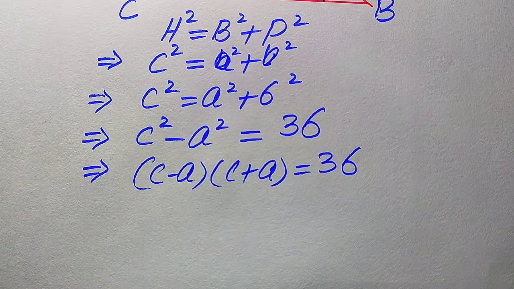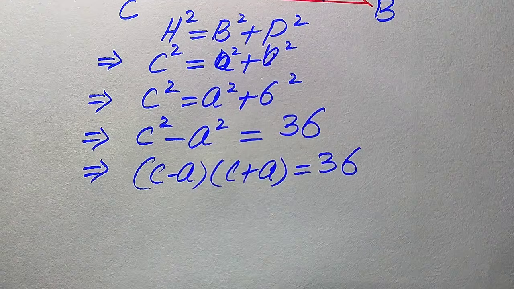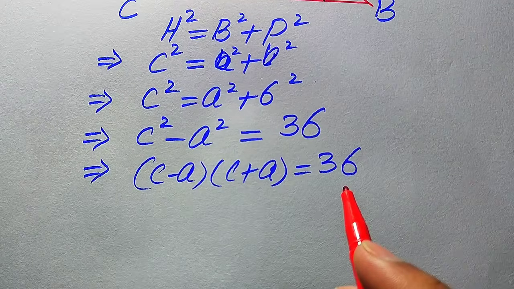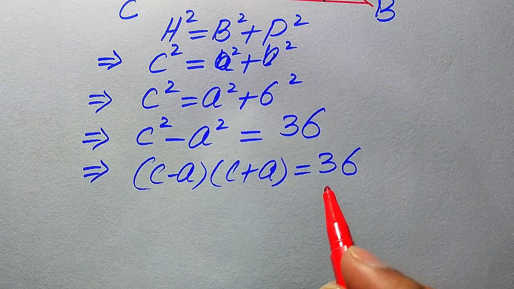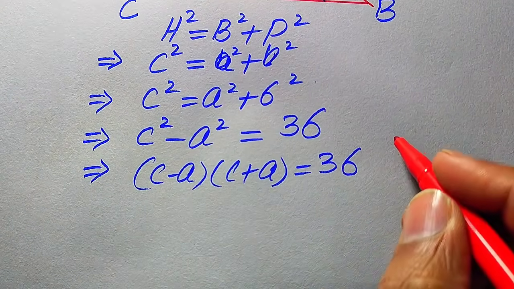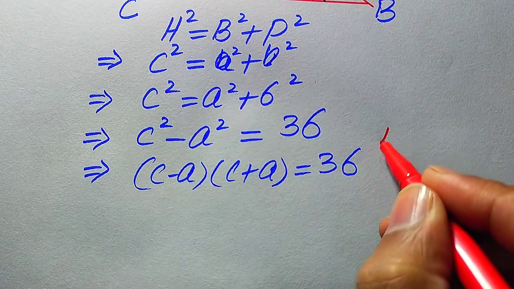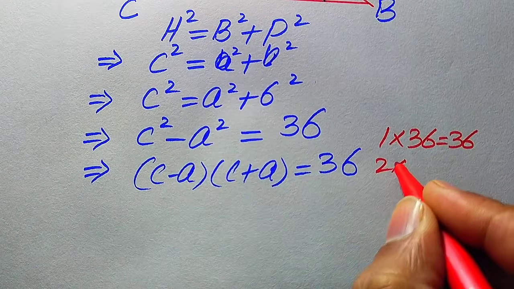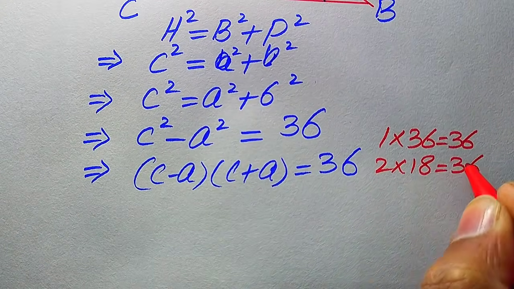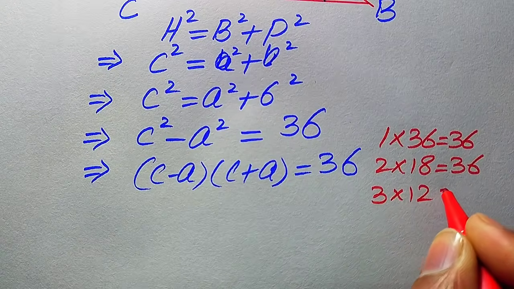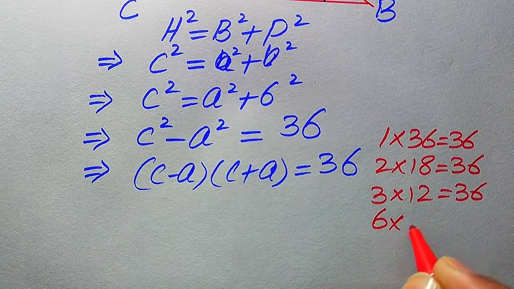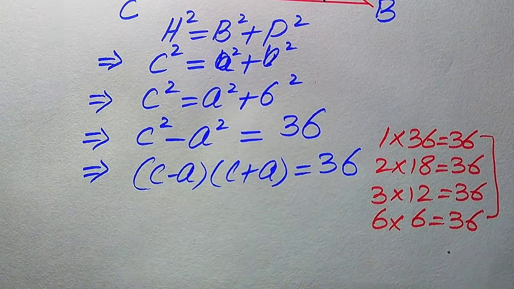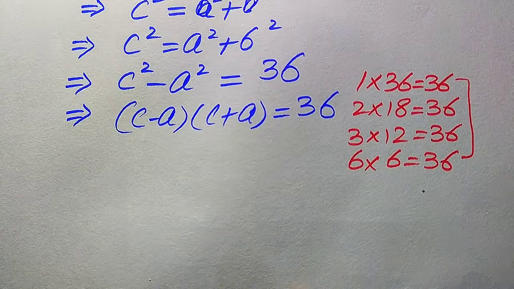And further in the next step you see here in the left hand side there are two factors multiplied by each other, but in the right hand side we have only one factor. So we need to find positive integers whose product becomes 36. So the possibilities are: first, 1 times 36 equals 36. The second possibility is 2 times 18 equals 36, and 3 times 12 equals 36, and 6 times 6 is also equal to 36. So these are the four possibilities in which the product of two positive integers becomes 36.